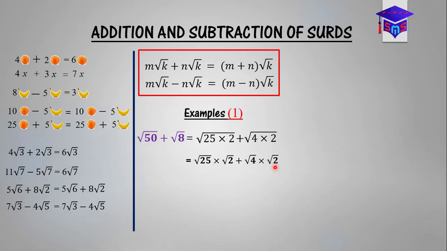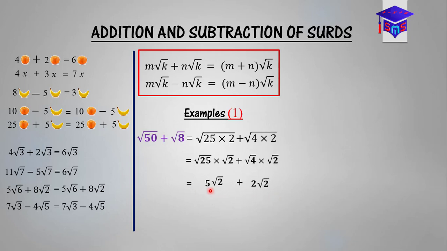If you are familiar with the system, there's no need to worry yourself about this step. Then root 25 will give me what? 5. Then you bring the root 2 because it's already in the simplest form. You cannot do anything to that. Plus root 4 is equal to 2. Then you bring the root 2.